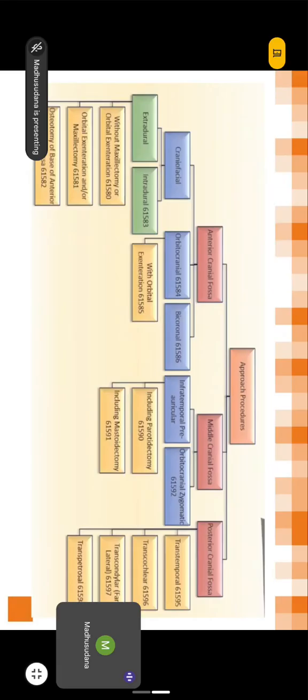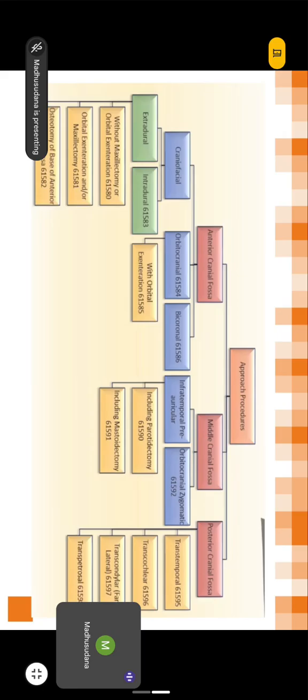These are the coding concepts with the codes. Okay. Anterior cranial fossa, maybe it is craniofacial or orbitocranial or bicoronal. Okay, 61584 and 61586 and 61585. Like this, we have to report for these two. For craniofacial, extradural or intradural: intradural has only one code. Extradural is without maxillectomy, they are not cutting the maxilla bone. Okay. Osteotomy of base of anterior cranial fossa, orbital exenteration: the doctor has to use the same terminology in the documentation.